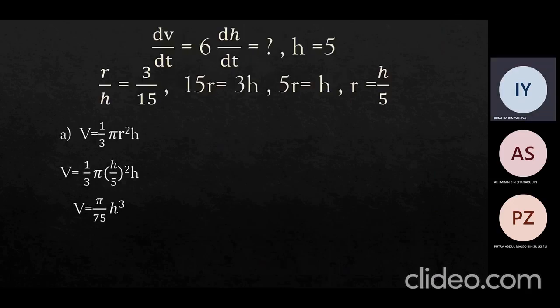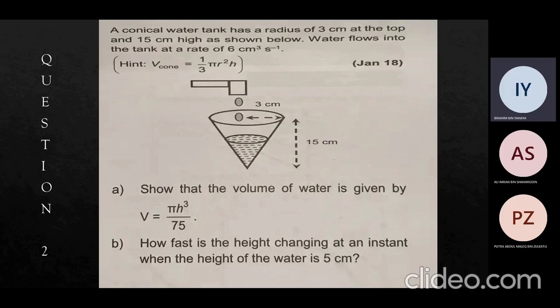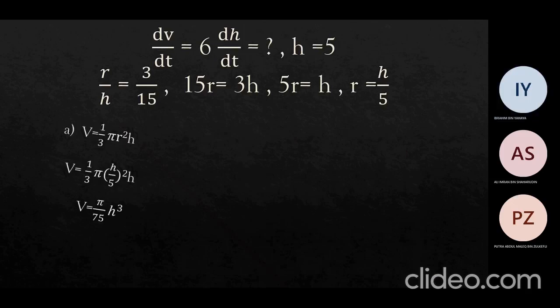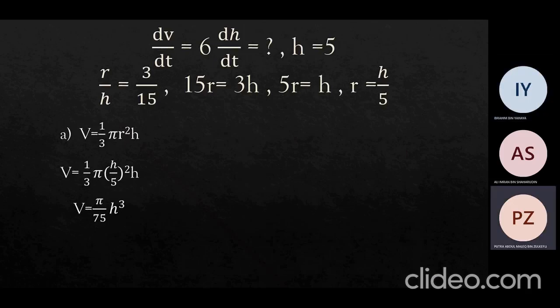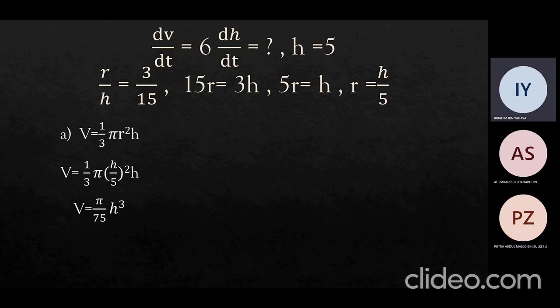From the question, we can understand that dV/dt is equal to 6, because it says that the water flows into the tank at a rate of 6 cm³ per second, and the height changing is 5. So for question A, we need to prove that the volume is equal to pi over 75 h cubed.